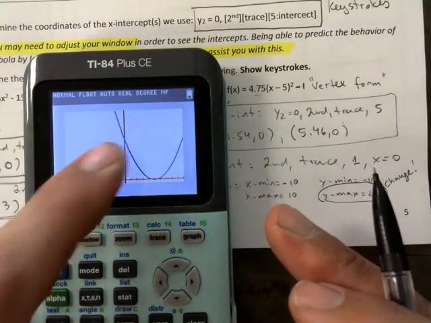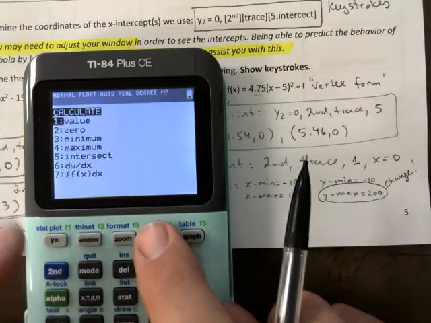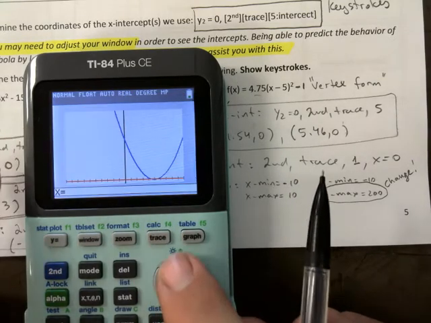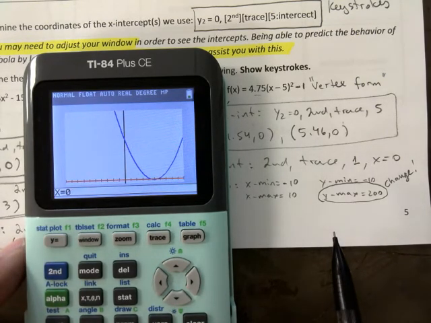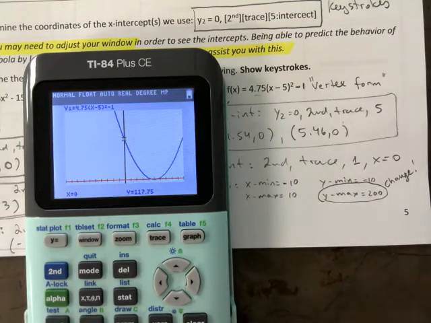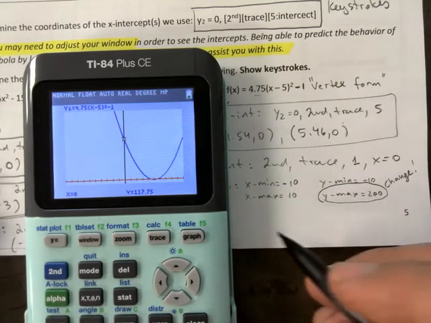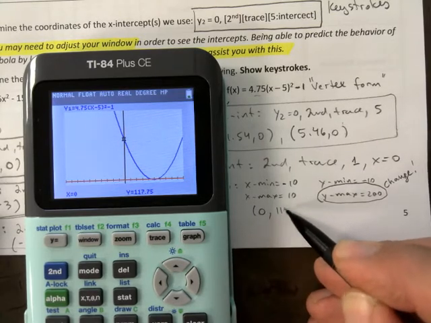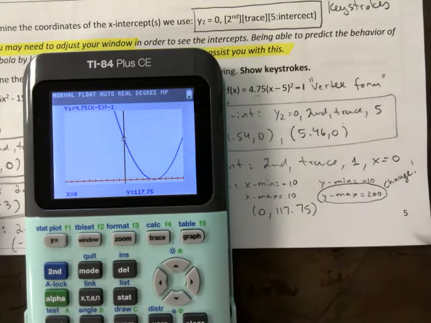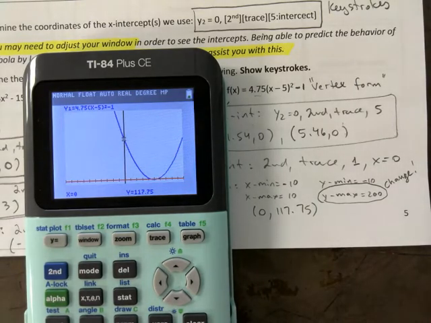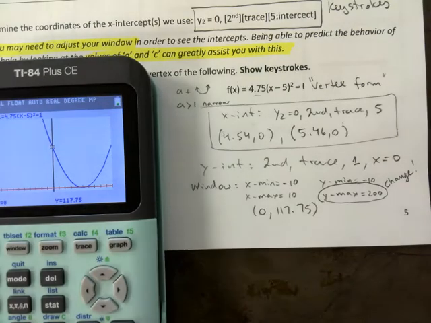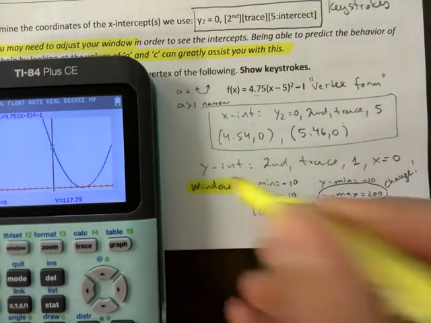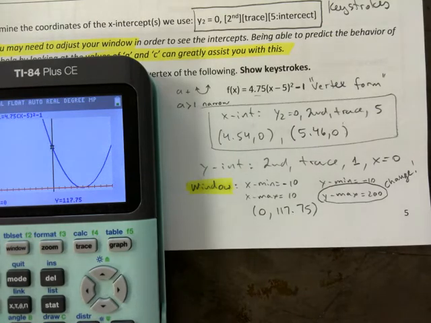And let's go ahead and find that one. Second trace, value, so number 1. And it's asking you for an X value. And we know that at this point, X is equal to 0. This will change down the road if you're finding other points. But there it is, 117.75. So it's 0, 117.75. Exactly. So no need to guess there. No need to round, I should say. So that's another thing, you need to make sure your window is right. I will highlight the window. You might have to change it to make it fit.